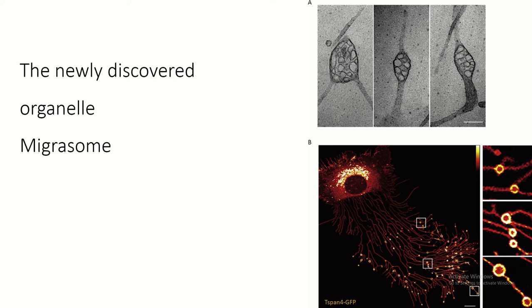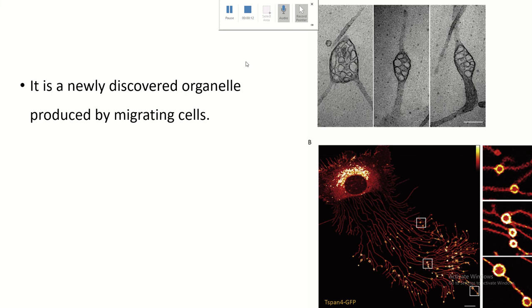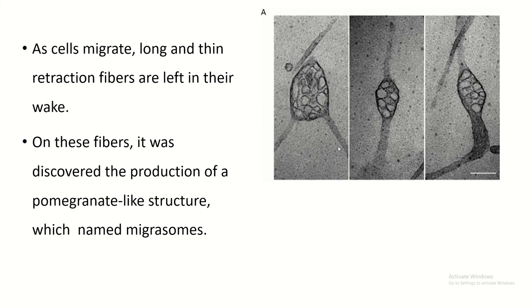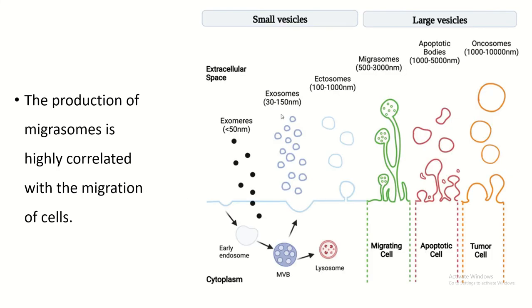I would like to discuss a newly discovered organelle, the migrasome. It is a newly discovered organelle produced by migrating cells. As a cell migrates, long and thin retraction fibers are left in its wake. On these fibers, the production of a pomegranate-like structure was discovered, which was named the migrasome. And it is highly correlated with the migration of a cell.